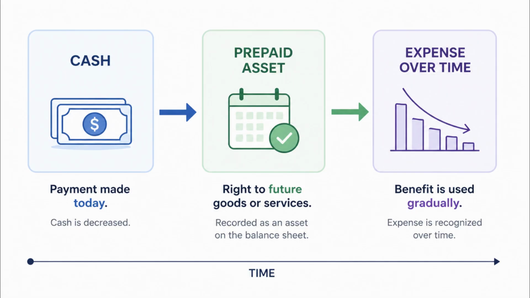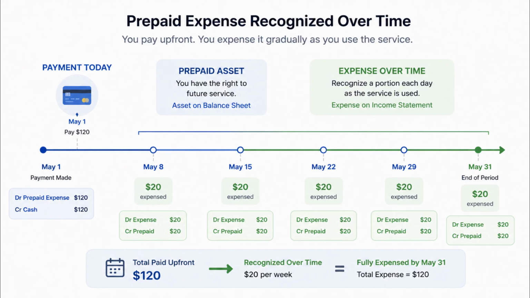So instead of recording an expense, you actually record an asset. So your initial entry would be to debit the prepaid expense and you would credit cash. You now own the right to future service. Now, over time, you use the service. The asset gets consumed, and just to avoid confusion, when you debited the prepaid expense, it's not an expense, it's actually an asset called prepaid expense.